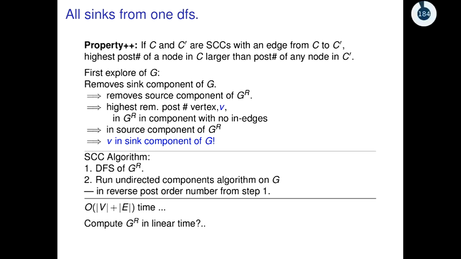Now, the question is, can you compute G sub R in linear time? You have to compute this reverse graph. That's an exercise left to the reader. Okay, so that's the algorithm.